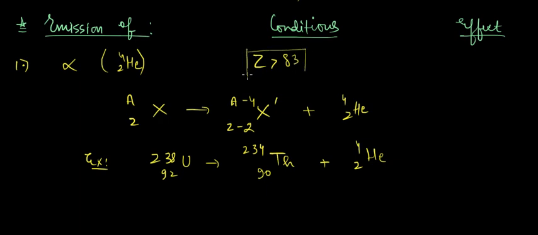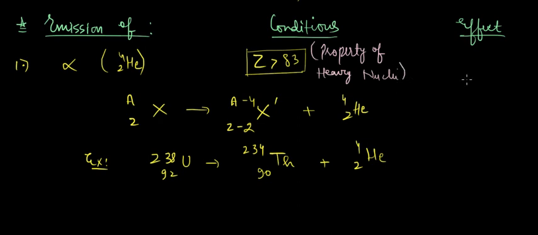So this is the property of heavy nuclei. Property of heavy nuclei means only heavy nuclei can emit alpha particles, and the effect would be that the N by P ratio increases. What do I mean by N by P ratio increases?